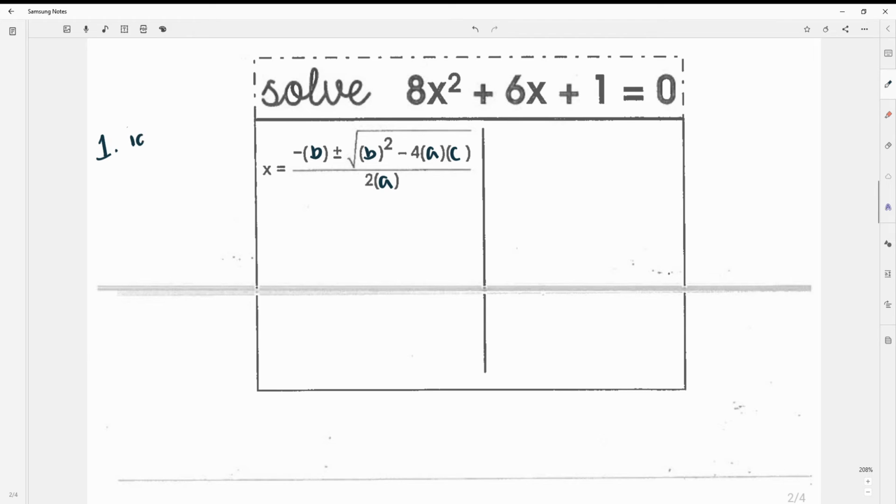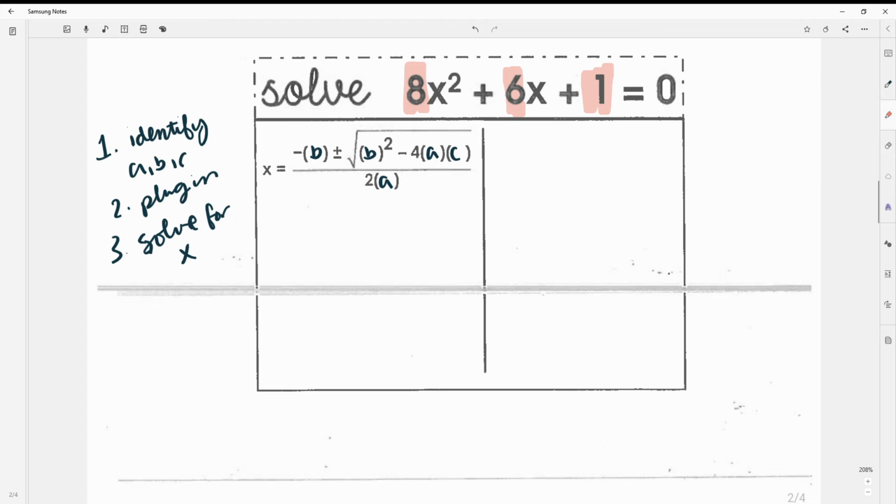Step one, we're going to identify A, B, and C. Step two, we're going to plug in. Step three, we're going to solve for X. Okay, so let's start with step one, A, B, C. It's already in standard form because all my terms are on the same side of the equal sign. So A is 8, B is 6, C is 1. Alright, so step 1 done.